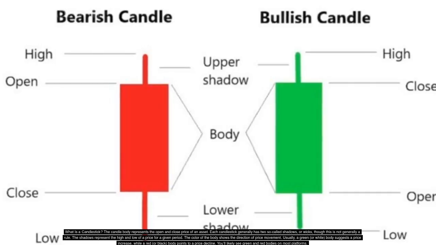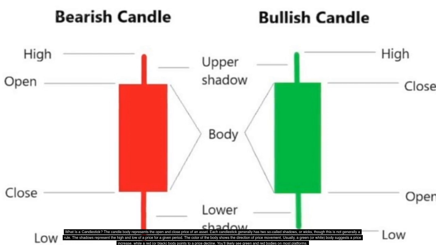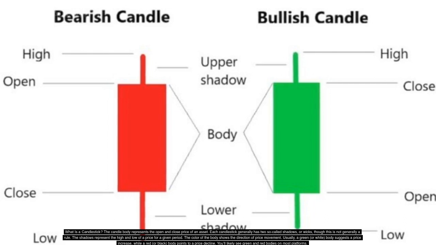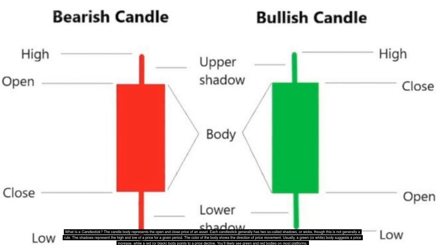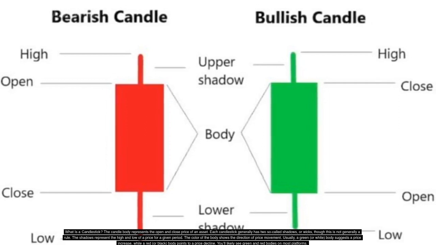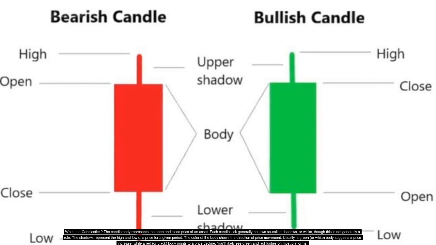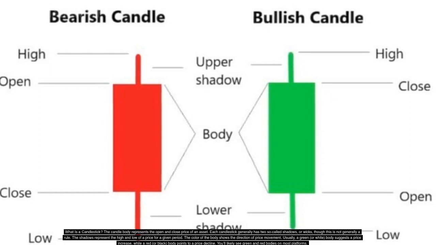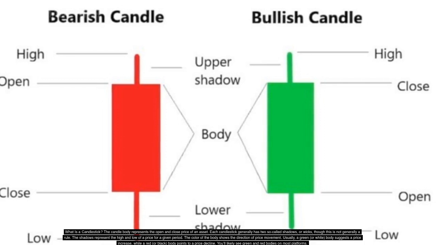What is a candlestick? The candle body represents the open and close price of an asset. Each candlestick generally has two so-called shadows, or wicks, though this is not generally a rule. The shadows represent the high and low of a price for a given period. The color of the body shows the direction of price movement. Usually, a green or white body suggests a price increase, while a red or black body points to a price decline. You will likely see green and red bodies on most platforms.